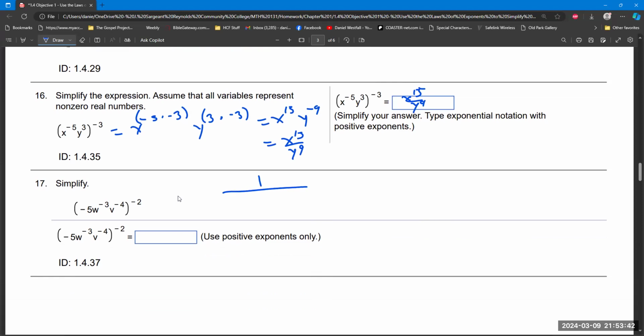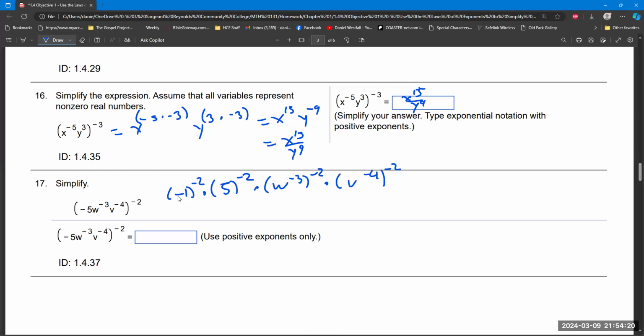This is going to be 1 over negative 5 w to the negative third, v to the negative, actually let's distribute, let's multiply first. So this is going to be negative 1 to the negative second, w to the negative third raised to the negative second, v, I forgot the 5 to the negative second, w to the negative third to the negative second, v to the negative fourth to the negative second. Okay.